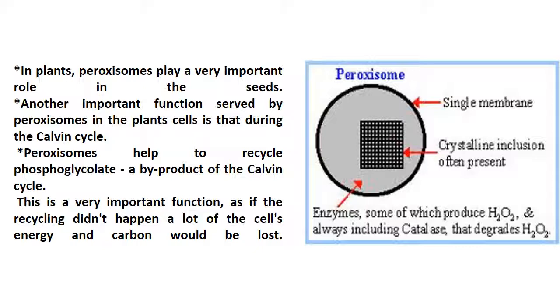In plants, peroxisomes play a very important role in seeds. An important function served by peroxisomes in plant cells is that during the Calvin cycle, they help to recycle phosphoglycolate, a byproduct of the Calvin cycle. This is a very important function, as if the recycling didn't happen, a lot of the cell's energy and carbon would be lost.